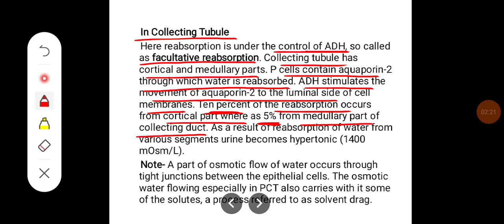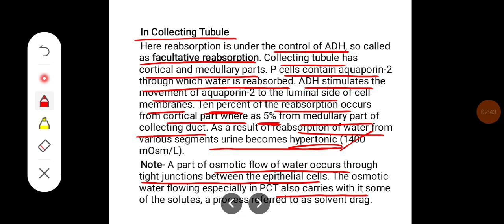As a result of reabsorption of water from various segments, urine becomes hypertonic. That is, it is going to reach the osmolarity around 1400 milliosmoles per liter. Note that a part of osmotic flow of water occurs through tight junctions between epithelial cells. The osmotic water flowing, especially in PCT, also carries with it some of the solutes, a process referred as solvent drag.